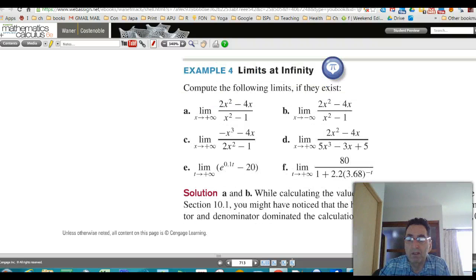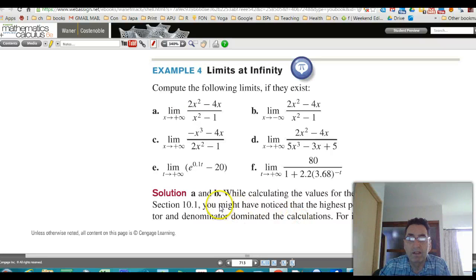So actually, we didn't really talk much about it. It says solutions A and B. When calculating the values for the tables used in example 3, you might have noticed that the highest power in x in both the numerator and denominator dominated the calculation. You can go back and read the tables in example 3. I'm not going to do that right now. What they're saying, though, is there's a kind of easy way to do it. If you start to put in values for x, like put in 10, put in 100, put in 1,000, put in 10,000, put in 100,000, put in a million.